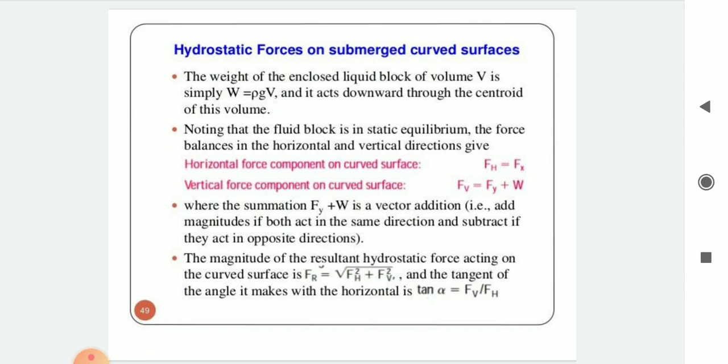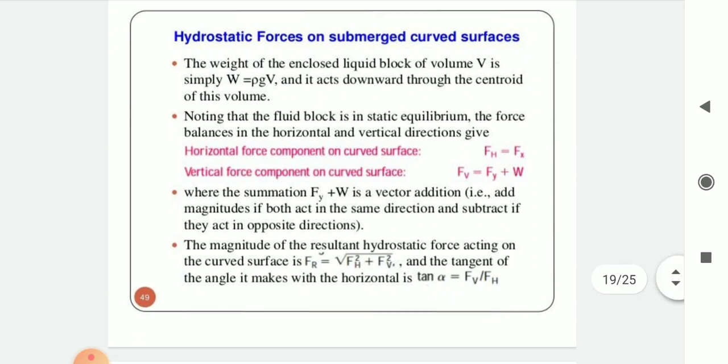The weight of the enclosed liquid block of volume V is simply W equals rho g V, and it acts downward through the centroid of this volume. Noting that the fluid block is in static equilibrium, the force balances in the horizontal and vertical directions give: horizontal force component on the curved surface Fh equals Fx, and vertical force component on the curved surface Fv equals Fy plus W, where the summation Fy plus W is a vector addition, that is, add magnitudes if both act in the same direction and subtract if they act in opposite directions.